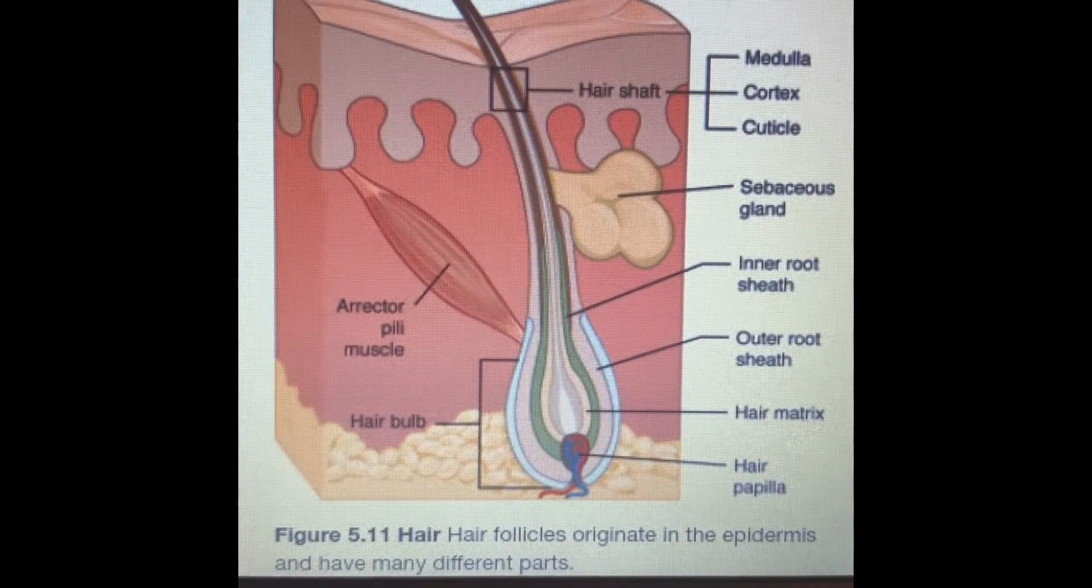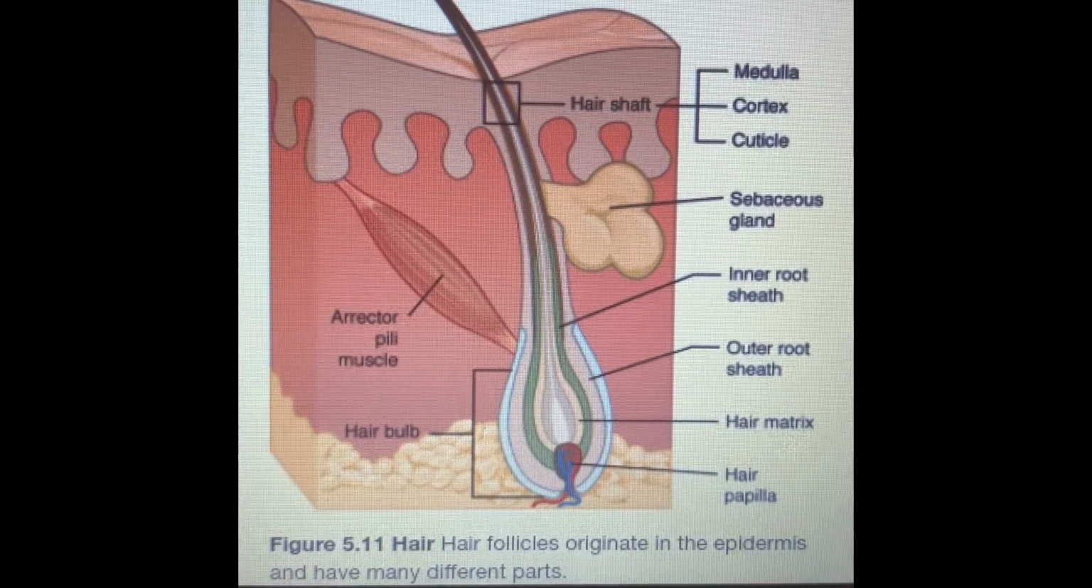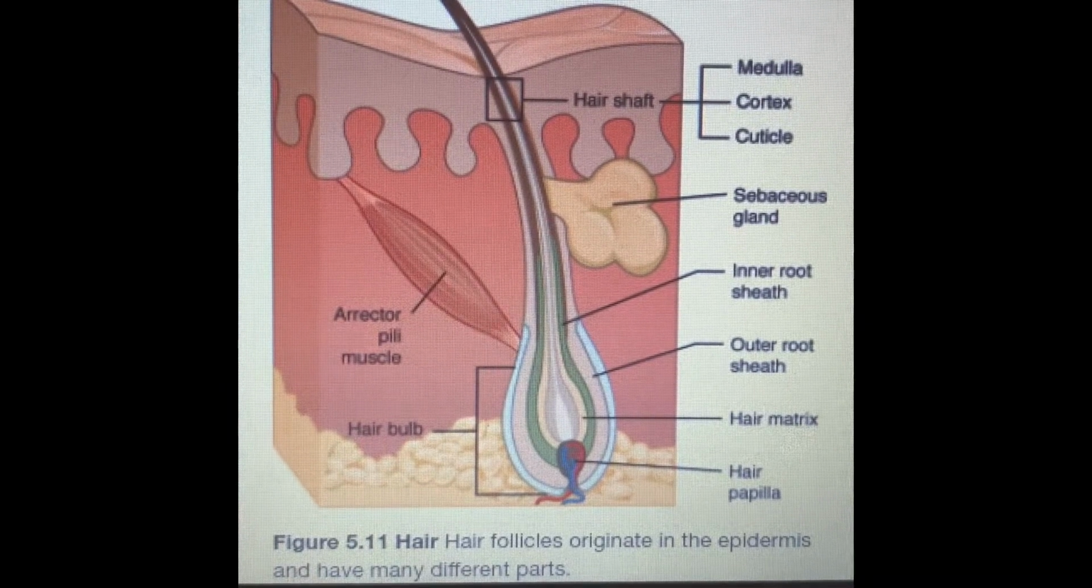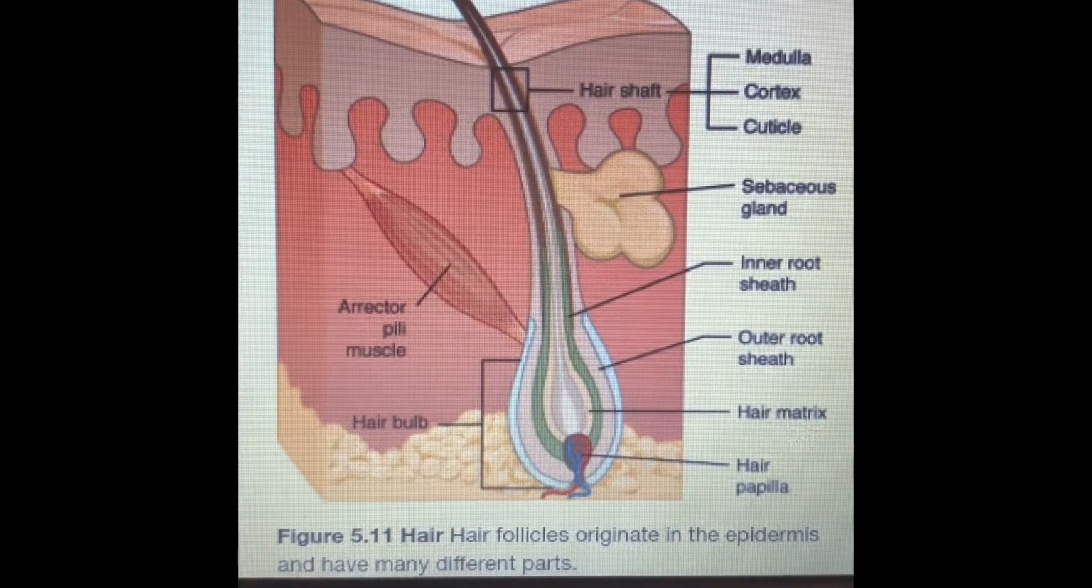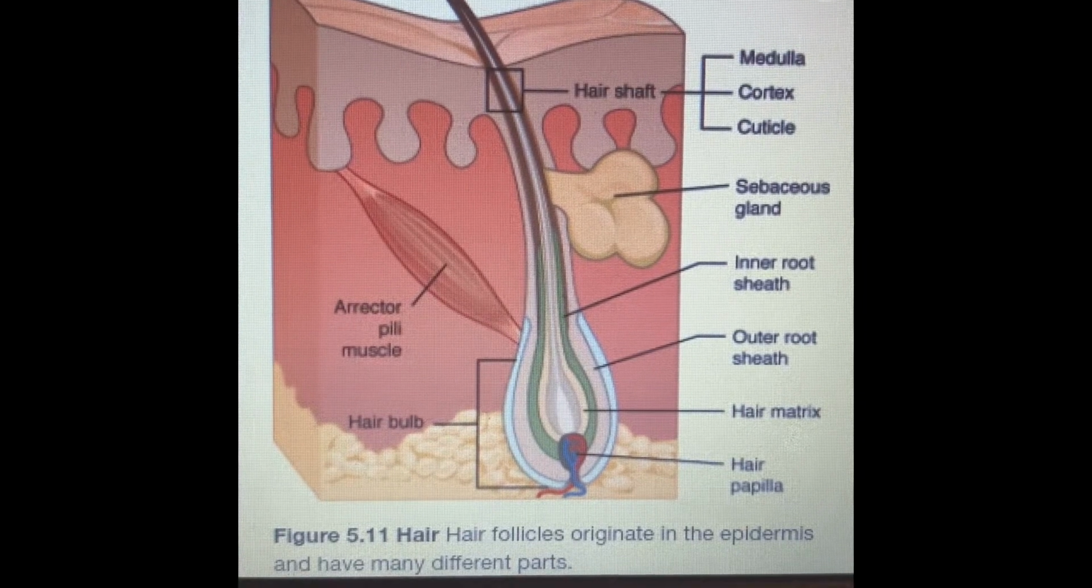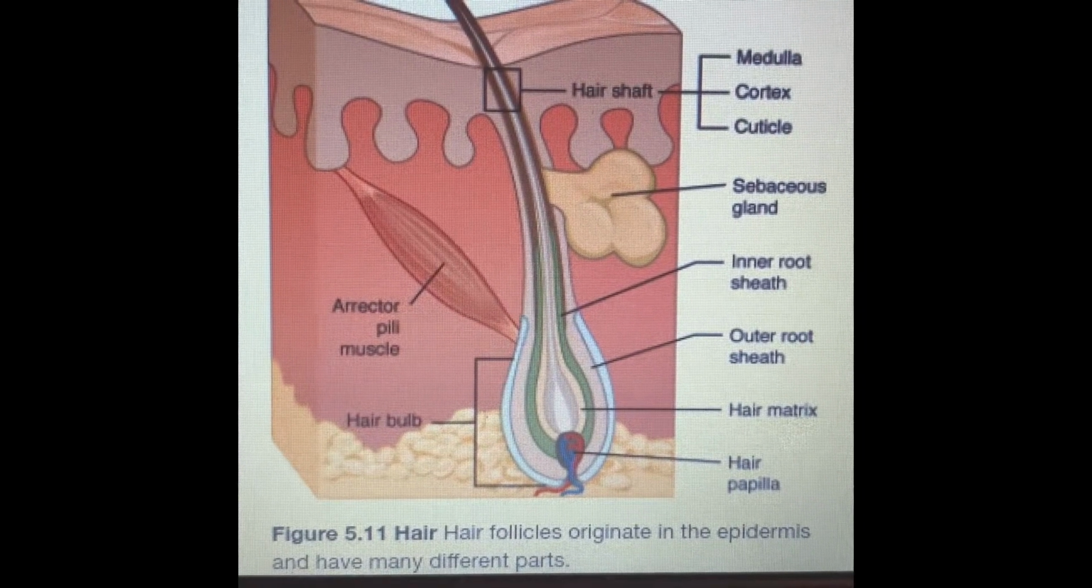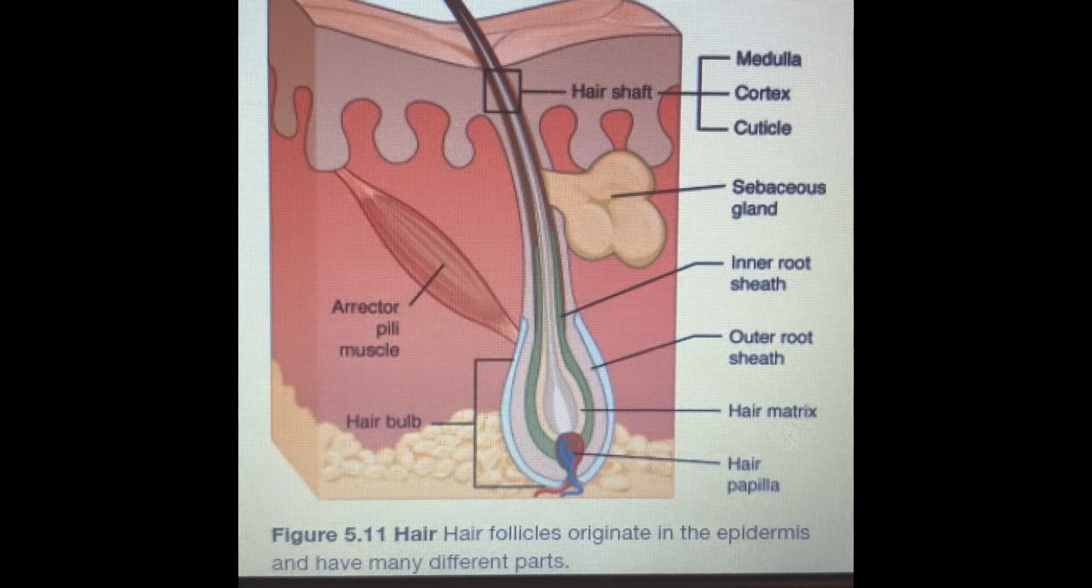There are also parts of the hair wall. There are three parts to this. The internal root sheath, which surrounds the root of the growing hair and extends up just to the hair shaft, is derived from the basal cells of the hair matrix.